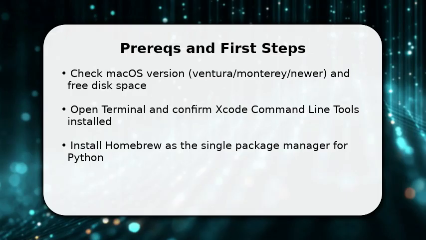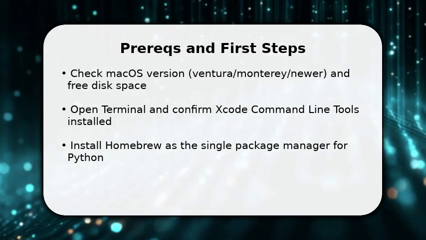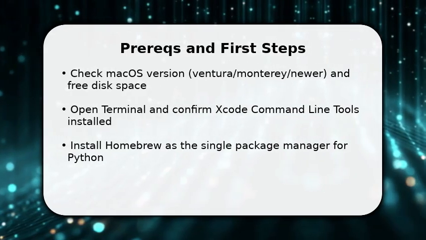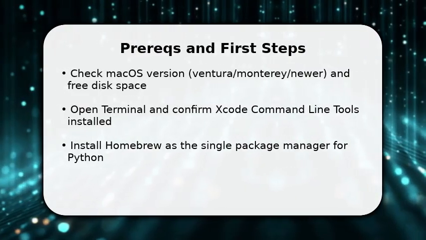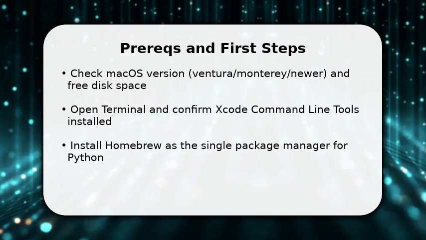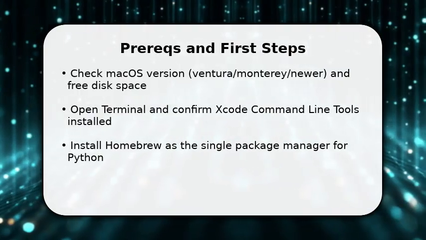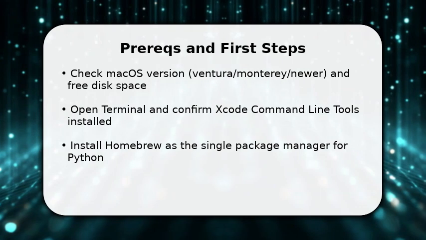Next, install Homebrew. This is the only recommended route here because it manages Python cleanly. You'll paste the Homebrew install command into terminal, press return, and follow prompts. Once Homebrew is installed, make sure the brew command works before moving on.